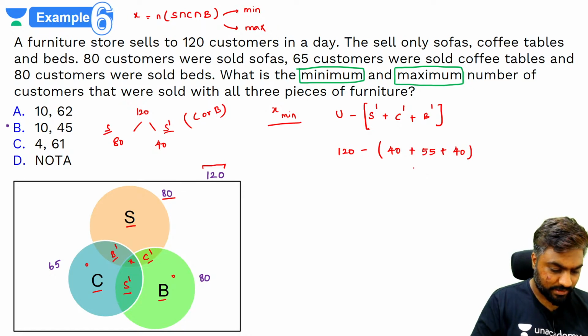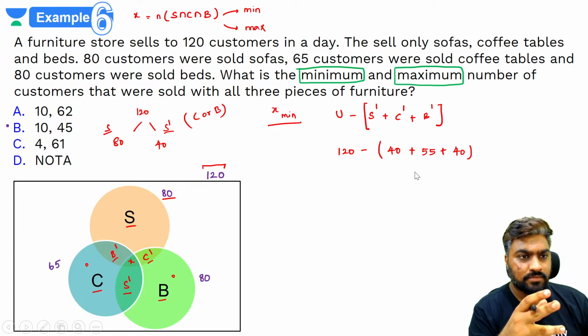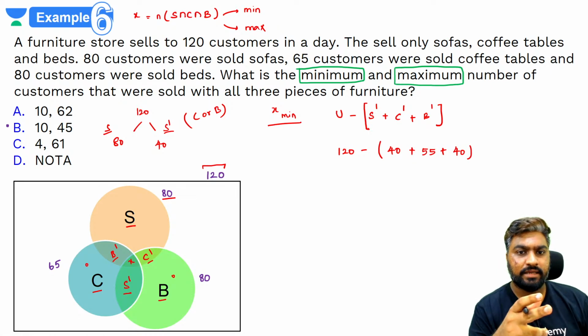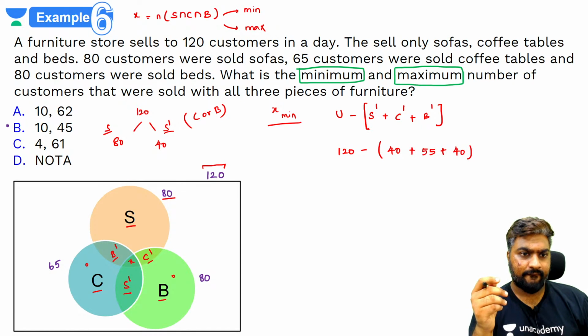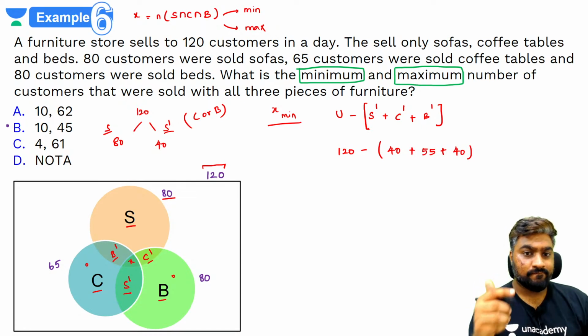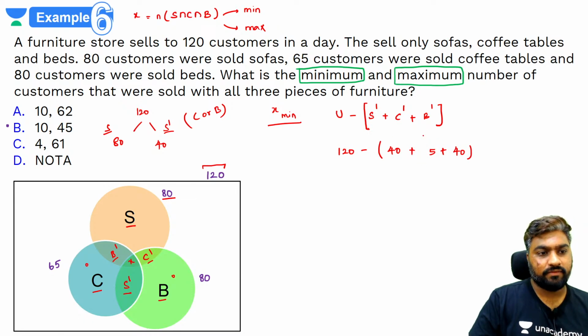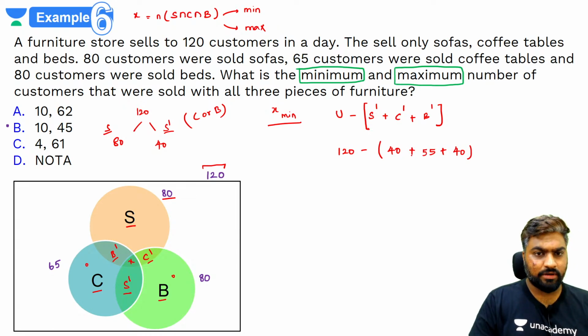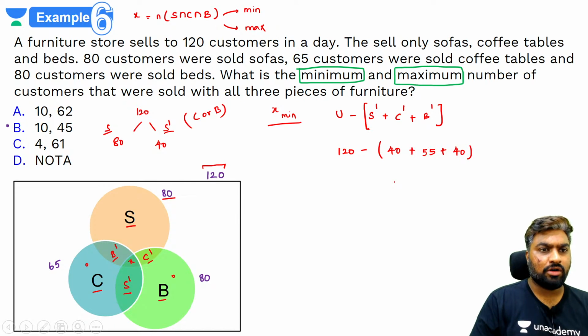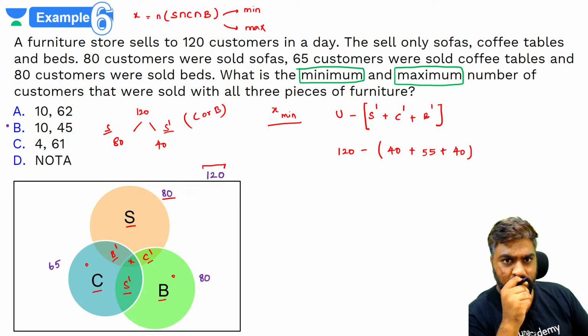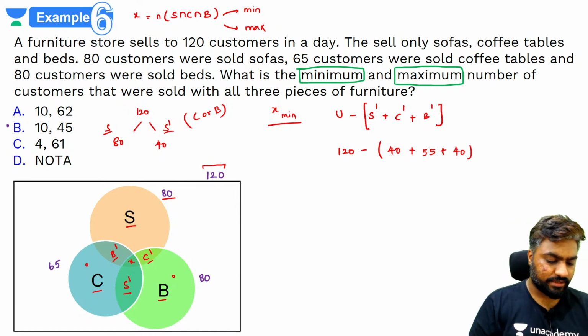Once again, I think we messed up something. 80, 65, 80. Correct only, right? Oh, not for 55, sorry. No, 120. Correct only. No, 55. Yeah. There's nothing wrong in the calculation, guys. It's right. All good only. 65, 80. Yeah. Correct. Chalo guys. It's right.